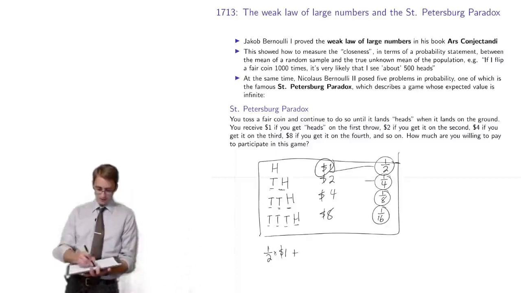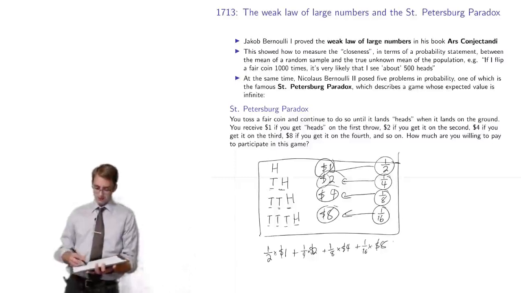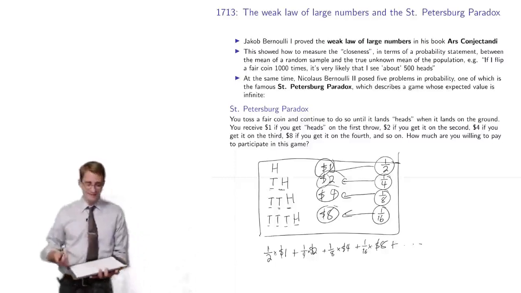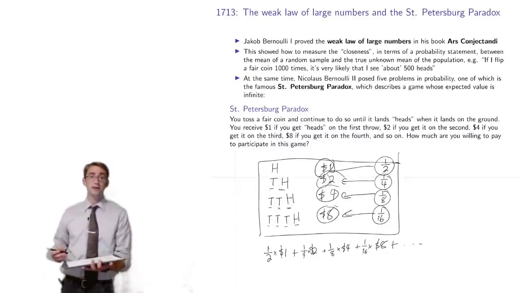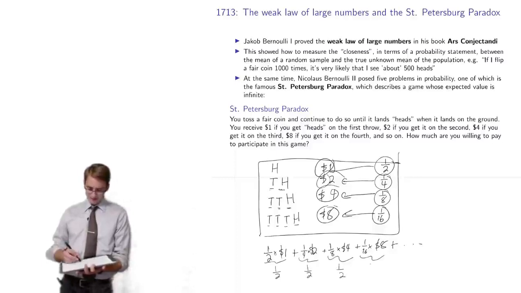And then there's a 1/4 probability of making $2. There's a 1/8 probability of making $4. And there's a 1/16 probability of making $8. And so on and so forth. There's a 1/32 probability of making $16, and so on and so forth. What do I get when I total these numbers up here? Well, I've got 1/2 times 1, which is 1/2, plus 1/4 times 2, which is 1/2, plus 1/8 times 4, which is 1/2, plus 1/16 times 8, plus 1/2.